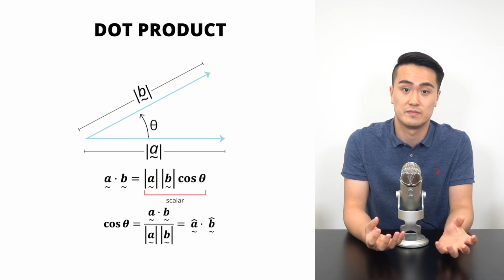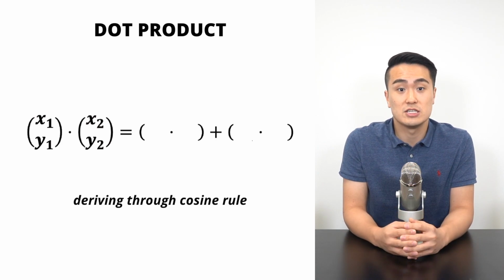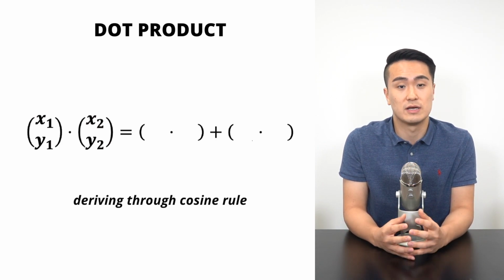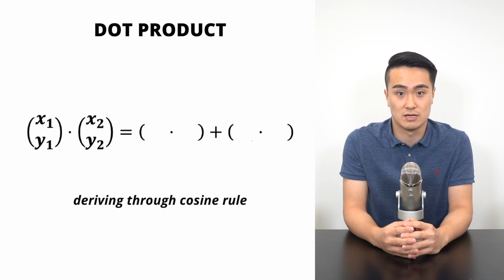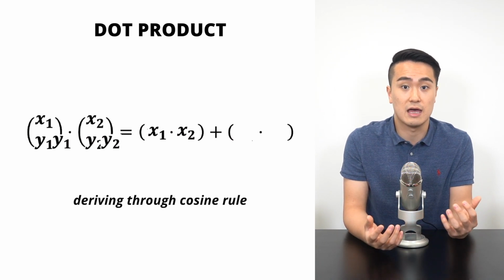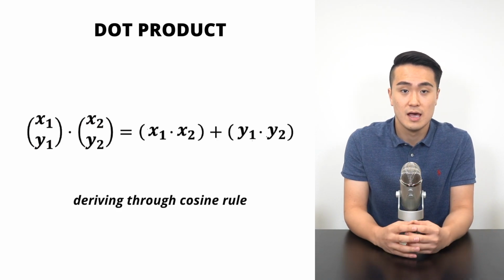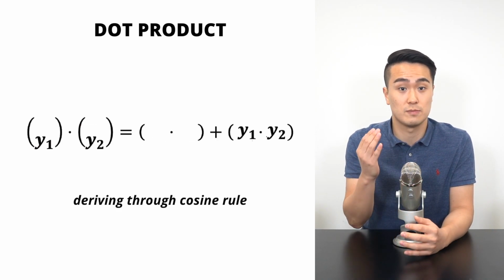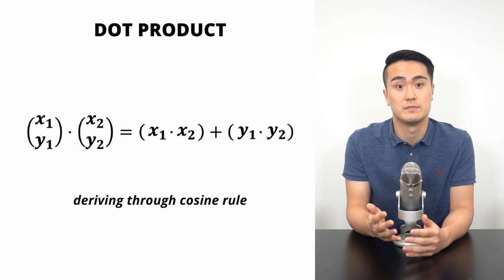Now, through the application of the cosine rule using vectors, we can derive another expression of the dot product. It's just equal to the product of the horizontal and vertical components together. So in column vector form, just multiply the top plus multiply the bottom.